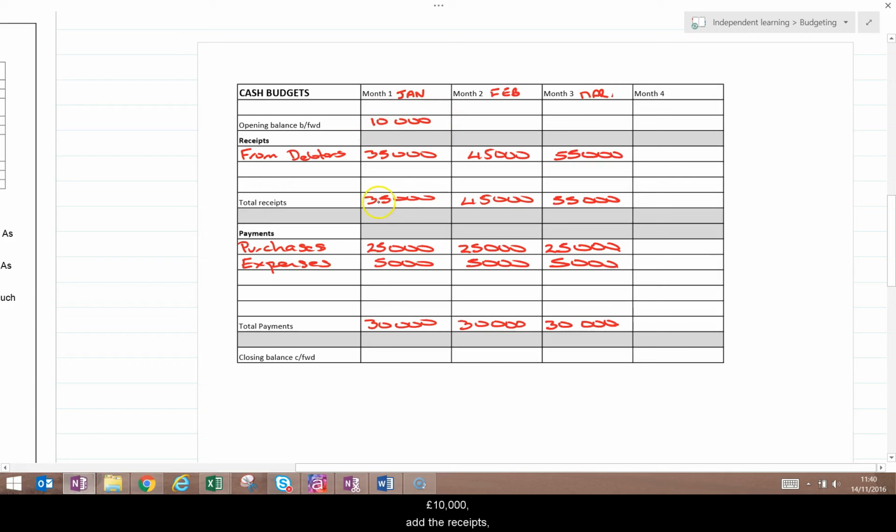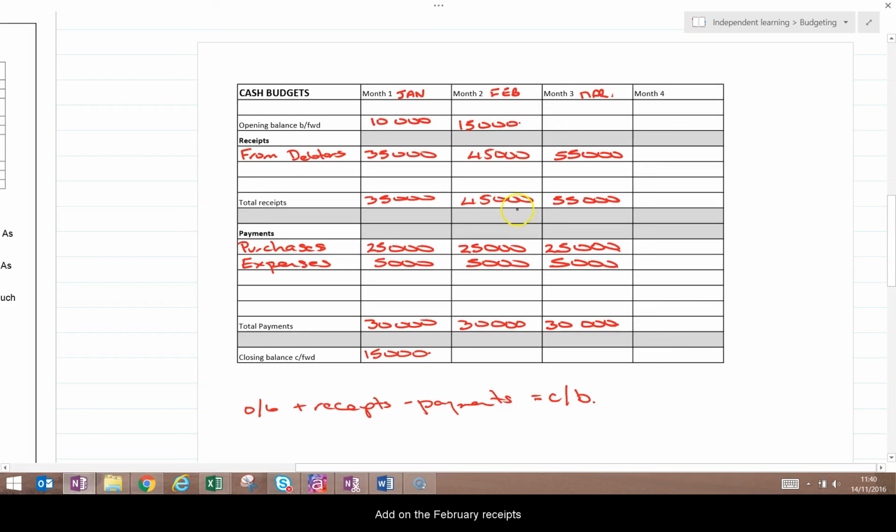Add the receipts, take off the payments, and that gives us £15,000. So it's the opening balance plus receipts minus payments equals closing balance. Now if we've got 15,000 at the end of January, we must still have 15,000 at the beginning of February. So that becomes the opening balance for February.